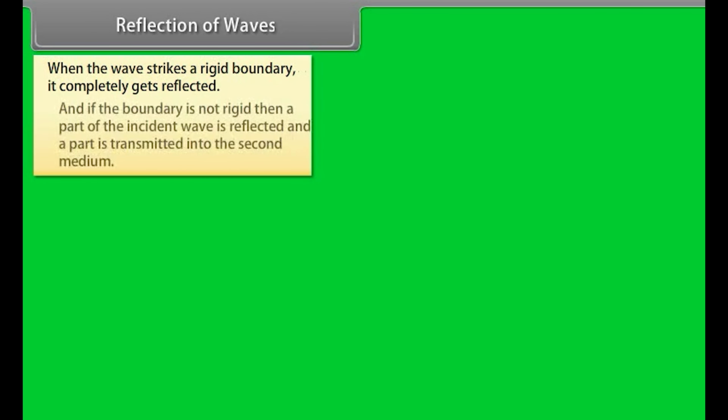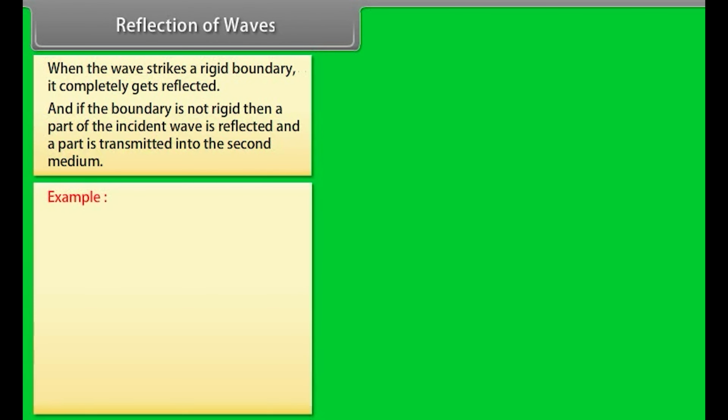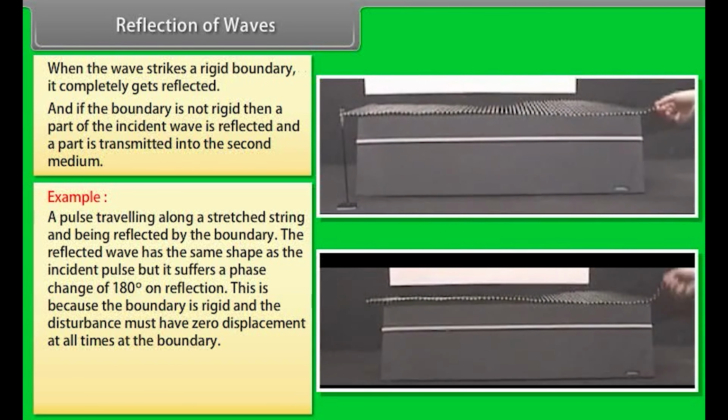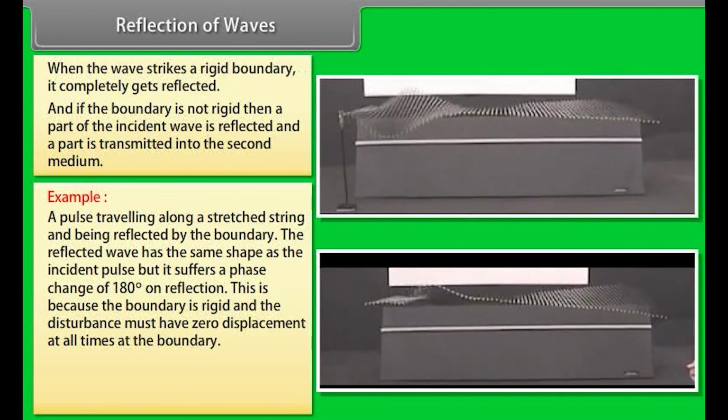Reflection of waves. When the wave strikes a rigid boundary, it is completely reflected. And if the boundary is not rigid, then a part of the incident wave is reflected and a part is transmitted into the second medium. Let us take an example. A pulse traveling along a stretched string and being reflected by the boundary.